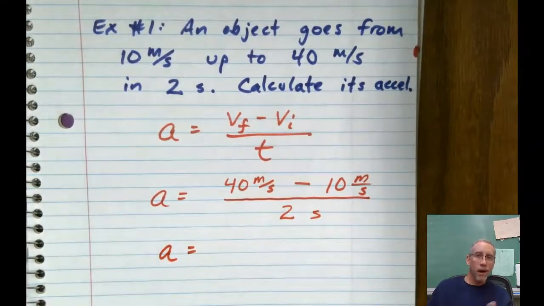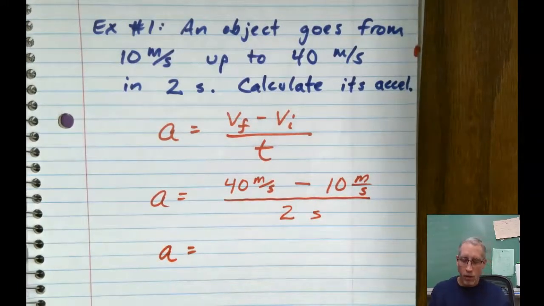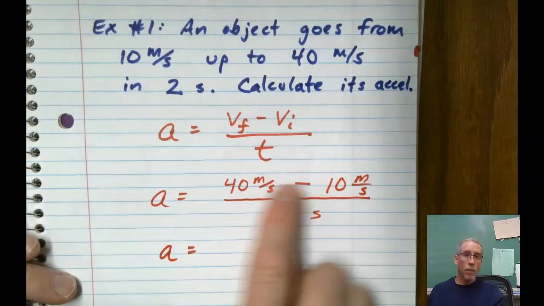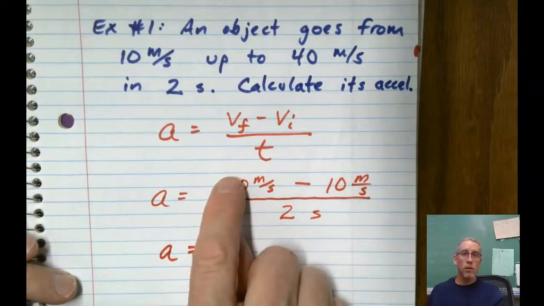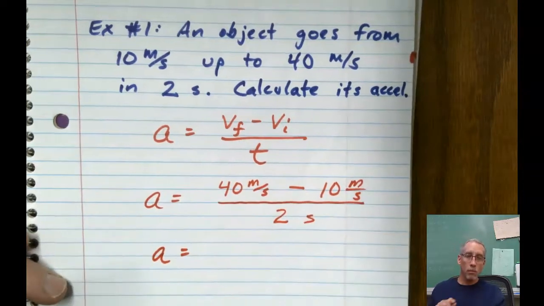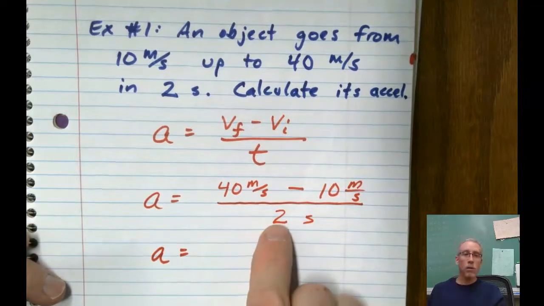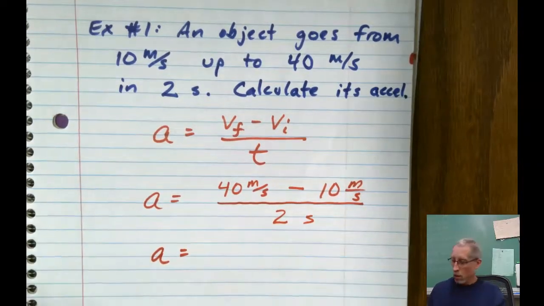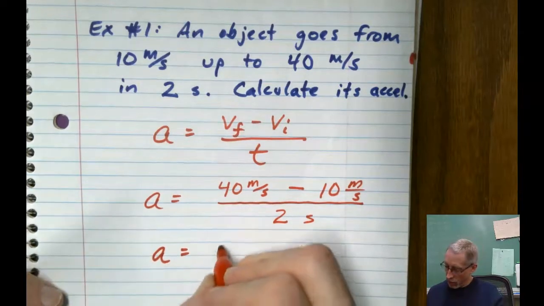And then we grab a calculator, and I'm trying to make numbers that are kind of nice for you to use just in your head. So first, the order of operation says we subtract the top first, then we divide. So 40 minus 10 would be 30 meters per second. And then we're dividing 30 by 2. So 30 meters per second divided by 2 seconds. Well, 30 divided by 2 is 15.